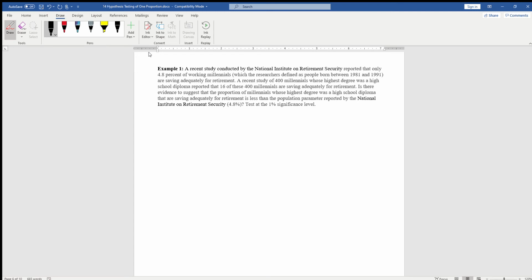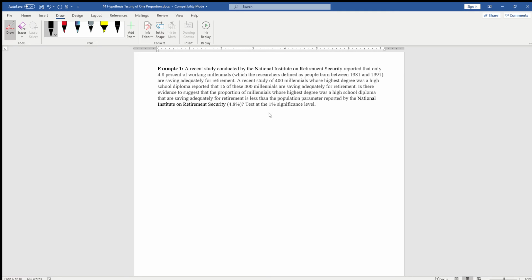Alright, so now that we know the terminology and also some of the symbols for doing these hypothesis tests of one proportion, we're going to go ahead and take a look at an example of this. So, a recent study conducted by the National Institute of Retirement Security reported that 4.8% of working millennials, people born between the years of 81 and 91, are saving adequately for retirement.